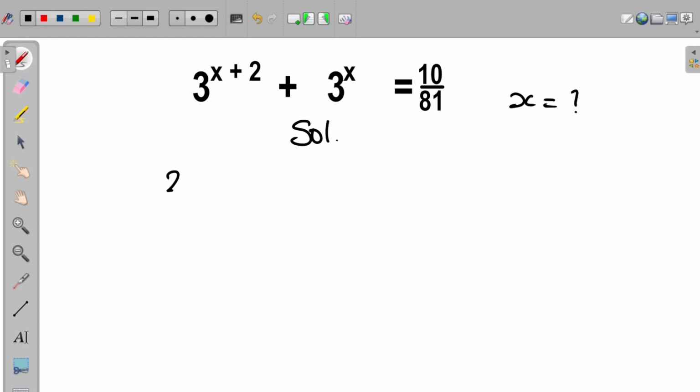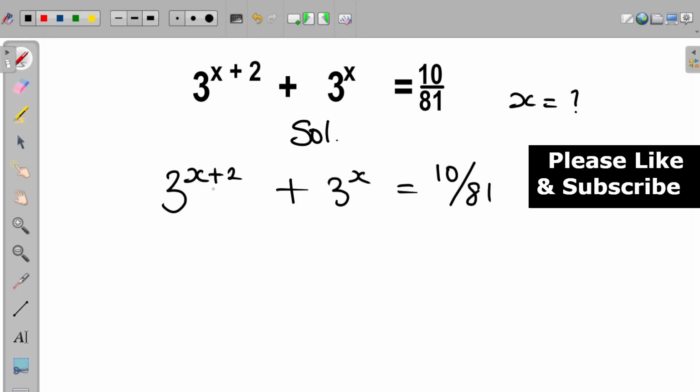So we are given that 3 raised to the power of x plus 2 plus 3 raised to the power of x is equal to 10 divided by 81. At this point, we can have that this becomes 3 raised to the power of x multiplied by 3 raised to the power of 2 plus 3 raised to the power of x is equal to 10 divided by 81. On that note, we can factorize 3 raised to the power of x.